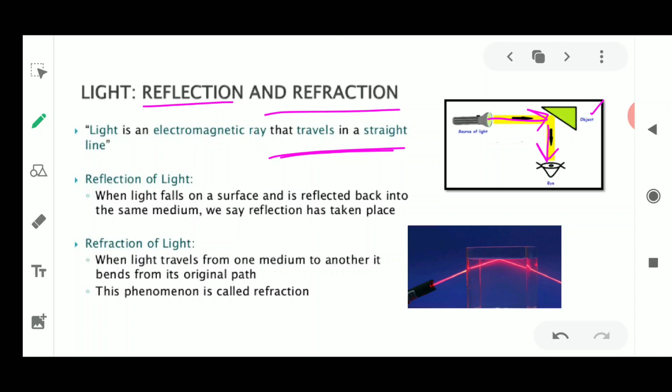Next, translucent objects are those which transmit some of the light, meaning some of the light will pass through it and some will not. For example, oiled paper. If you take a paper and put some oil on it, and then try to see the light through that oily paper, you will not be able to see the light completely. You will see some of the light coming from that surface, but not completely. It means it is a translucent object.